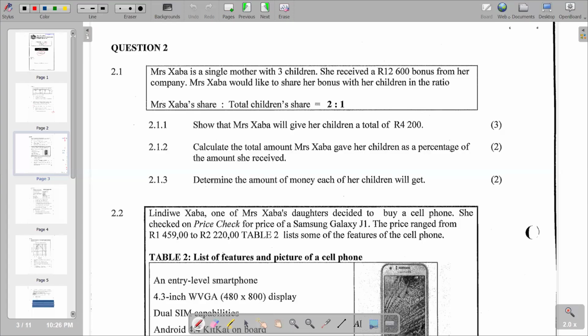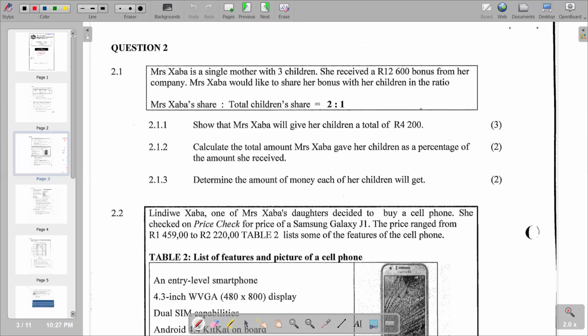So our question 2 reads: Miss Kaba is a single mother with 3 children. She received a 12,600 rand bonus from the company. Miss Kaba would like to share the bonus with the children in the ratio of Miss Kaba's share to the children's total share, which is equal to 2:1. And then the first question, 2.1.1, reads: show that Miss Kaba will give her children a total of 4,200 rand.